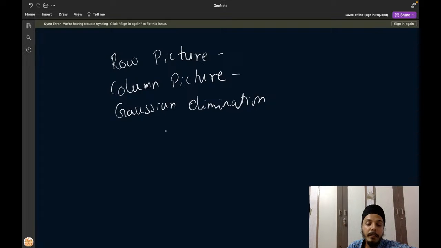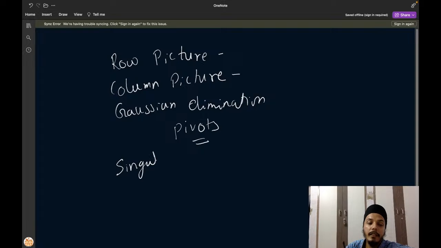In Gaussian elimination, you saw a brief about pivots and how to solve the equations. So in our upcoming lecture, what we will see is what is known as a singular case. So in our upcoming lectures, we will see singular case and matrix notation and multiplication.